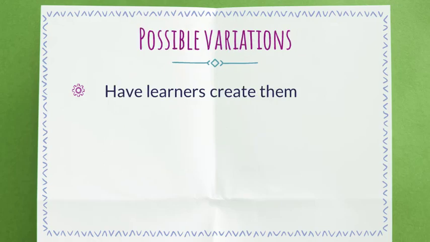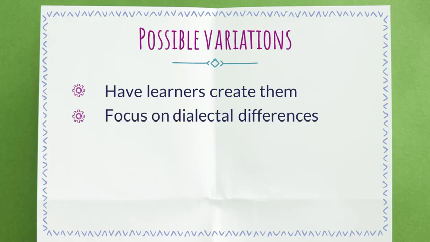Some possible variations of two-way crossword puzzles could include to have the learners create them. So you could have some groups creating the grids for other groups. And depending on your learners, you could highlight dialectal differences. So for example, you can tell the learners that to define the words, they need to refer to what that object is called in other dialects.